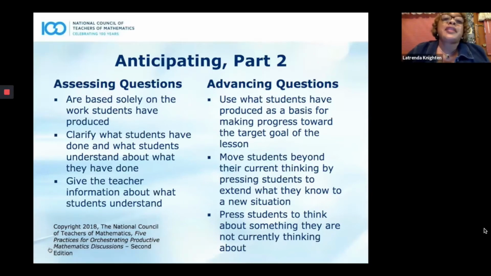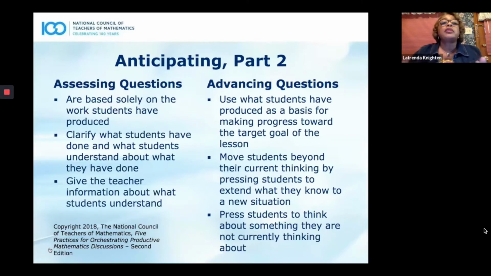The next part of anticipating is to think about the questions you want to ask. This makes us think about posing purposeful questions when we think about effective mathematics teaching practices. This is the part that I find we sometimes forget to do, which is to actually identify the questions that I want to ask students. You know, not just did you get the answer, did you not get the answer? What are those probing questions?